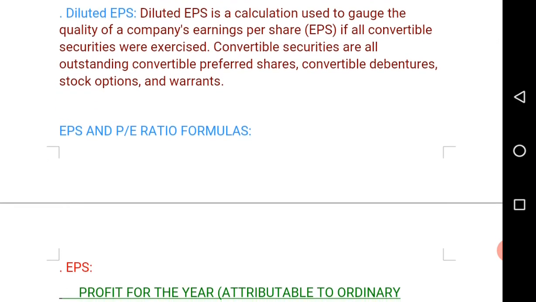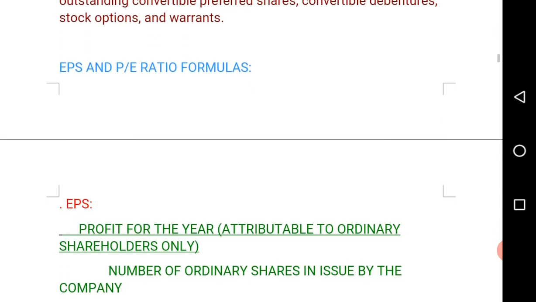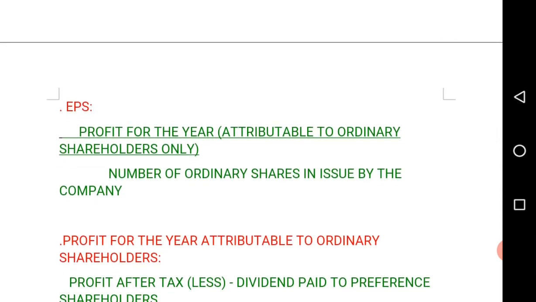So we have EPS and PE ratio formulas. Now we'll be giving the formulas here. The EPS formula is profit for the year attributable to ordinary shareholders only, that is the earnings, and earnings is profit after tax less dividends attributable to preference shareholders. Then we divide that by the number of ordinary shares in issue by the company, the number of ordinary shares that the company has issued out.